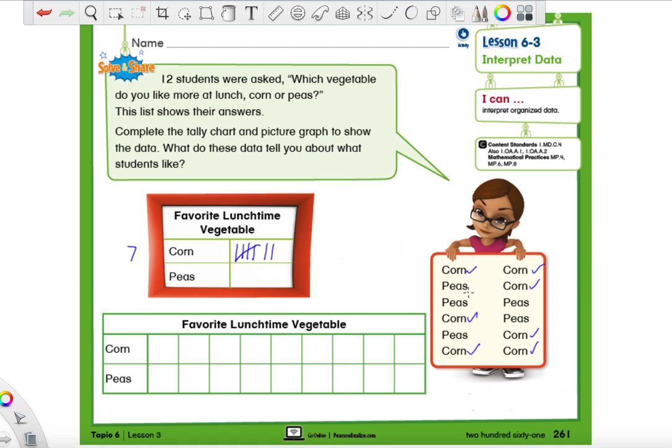Alright, let's go ahead and count our peas. We have 1, 2, 3, 4, 5. So we have 5 votes for peas. Now go ahead and draw 5 tally marks the correct way next to where it says peas.